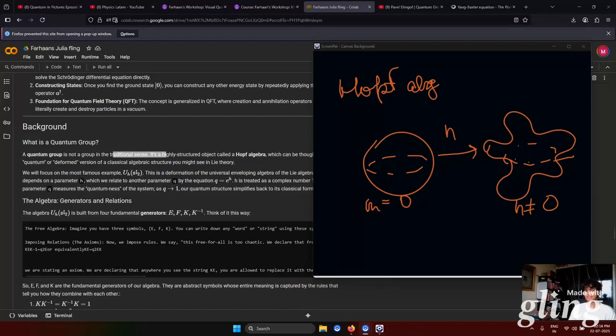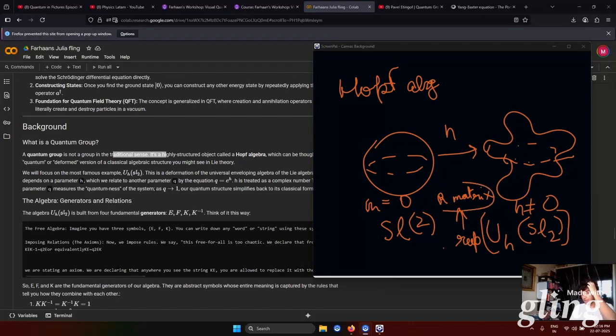For simplicity's sake, one example is to take the special linear group SL2 and deform it. Depending on whatever you're parameterizing, if h is equal to 1, then you have U_q of SL2. Today we're going to use the representation of dimension 2 to give us something called an R matrix, and use this R matrix to test our Yang-Baxter equation.